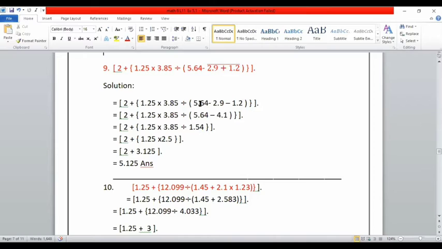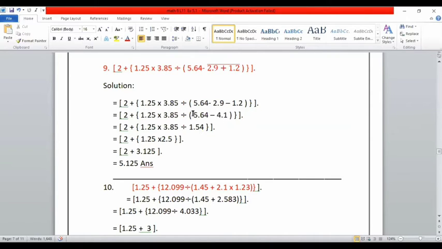After the minus we got here, we remove this bar, and here we again remove this small bracket. 5.64 minus 2.9 minus 1.2. First we add these two numbers, 2.9 and 1.2. 2 and 9 is 11, 1 carried to the 2, 3, and 1, this one, it is 4.9, because both numbers are in minus, so we will take the answer in minus after the addition.